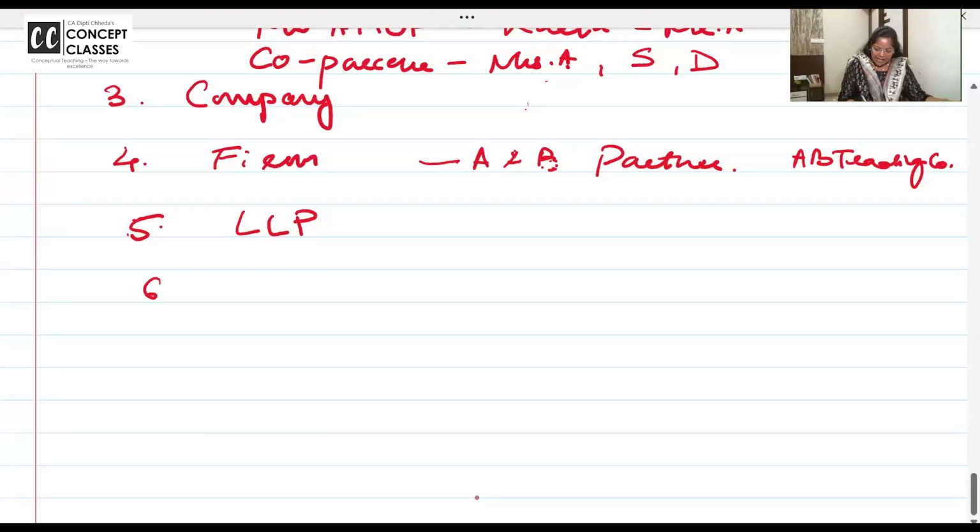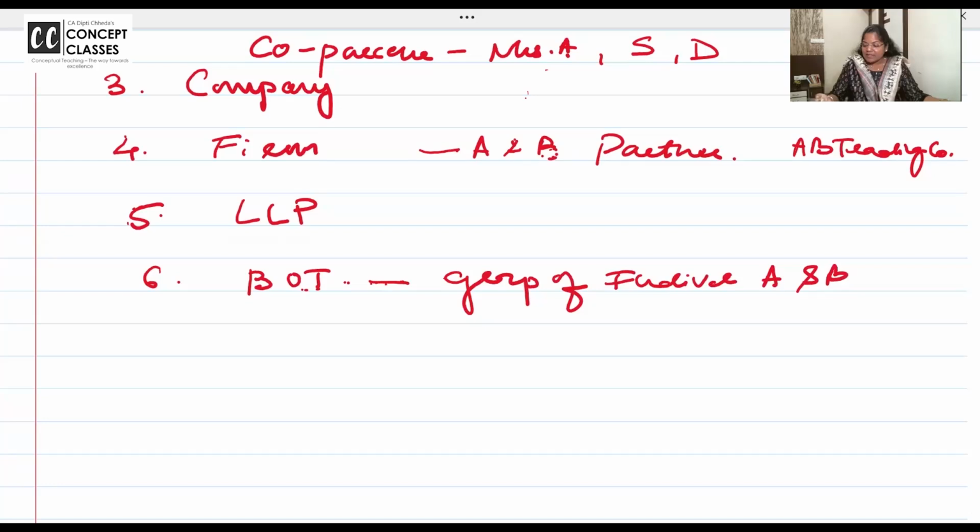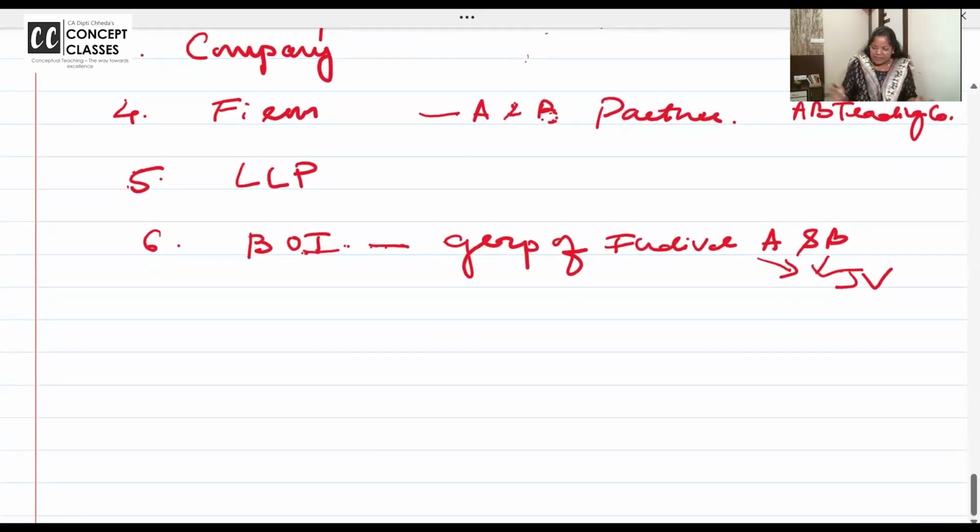Next, now in this I'm writing is BOI. Body of individuals is nothing but a group of individuals. Ma'am, but if A and B come together and work, then it is a partnership firm. Why are we calling it a body of individuals? They can come together for a joint venture, do the business and bye-bye. Then there's no partnership between A and B. But that joint venture is a group of individuals.